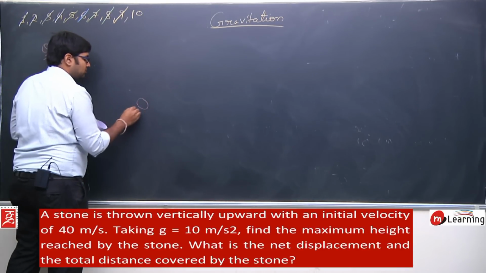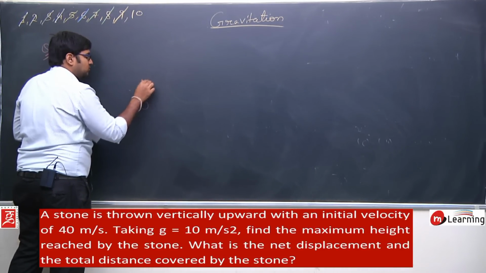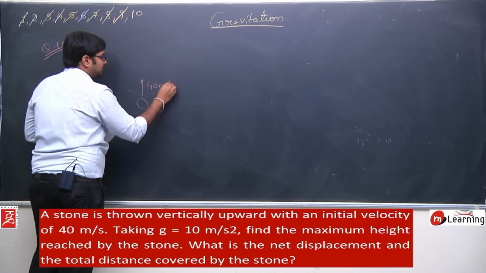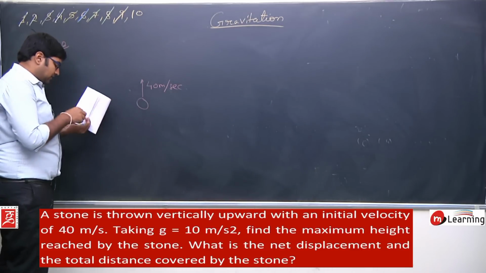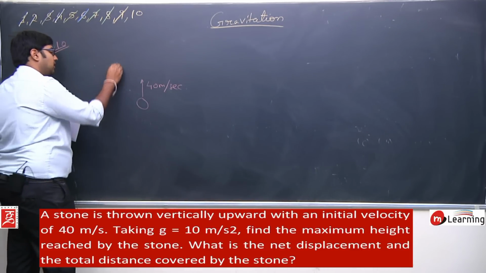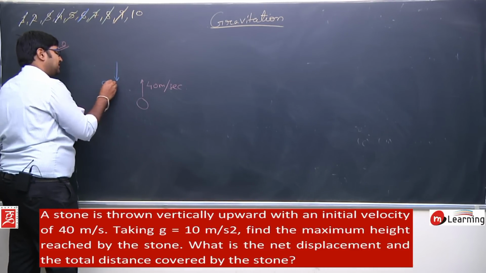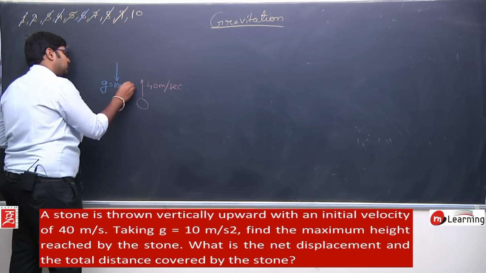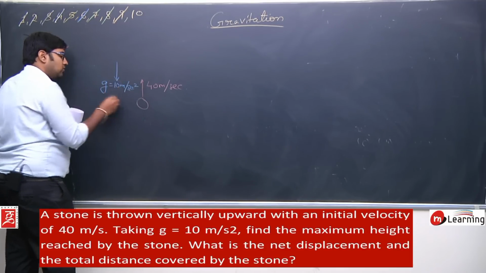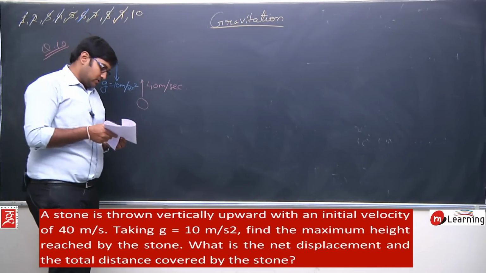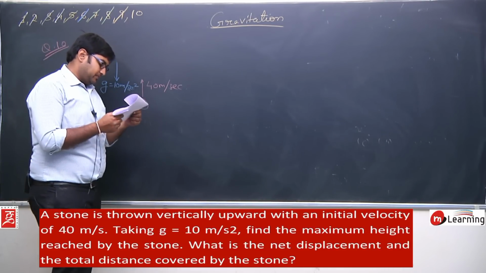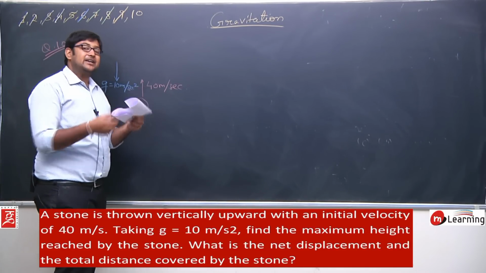So this is the stone. We are throwing this stone with the speed of 40 meters per second. Okay. Now when the stone is rising in the air, I will say that acceleration due to gravity g will be 10 meters per second square in the downward direction. Okay. So the question is, find the maximum height it can reach.